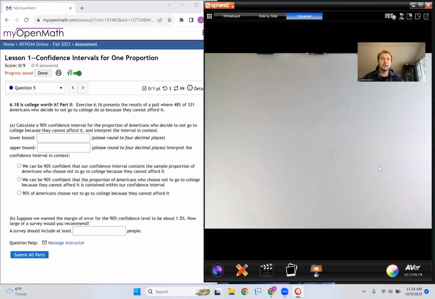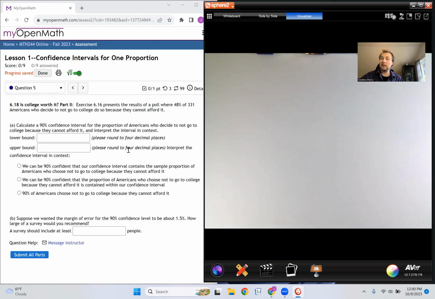Let's take a look at an example of a confidence interval for one proportion. So in this problem, they tell me that the results have a 48% success rate out of 331 Americans. And in this problem, we are looking at the proportion of people who decide to not go to college because they cannot afford it. And part A says calculate a 90% confidence interval for the proportion of Americans who decide to not go to college because they cannot afford it, and interpret the interval in context.